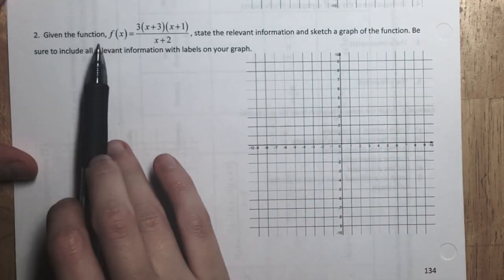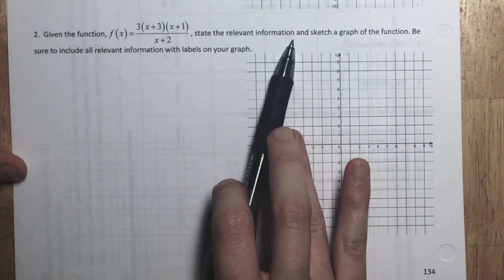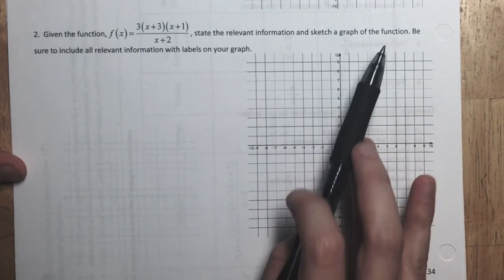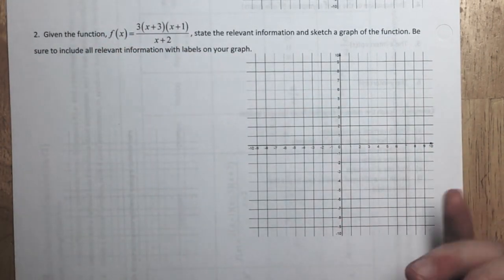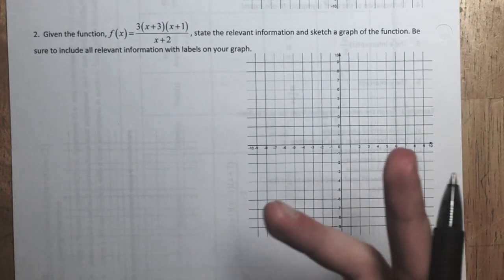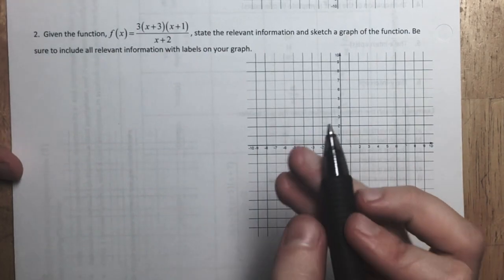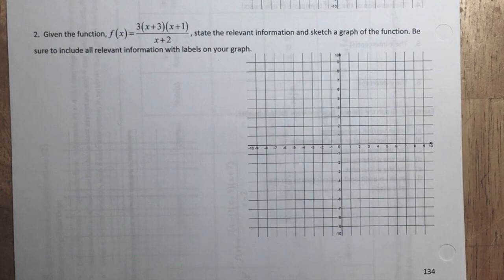Let's look at this problem here. So we have f of x. We're asked to find the relevant information and to sketch a graph. So what is all the relevant information? We want to find all of the asymptotes, all of the holes, all of the intercepts, all that stuff. So what have we got? Let's look for maybe intercepts first.